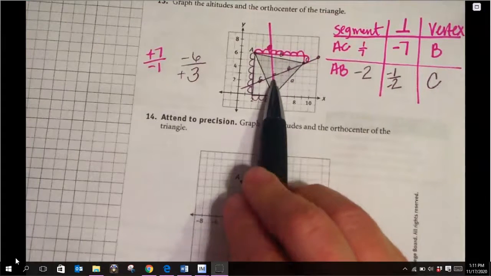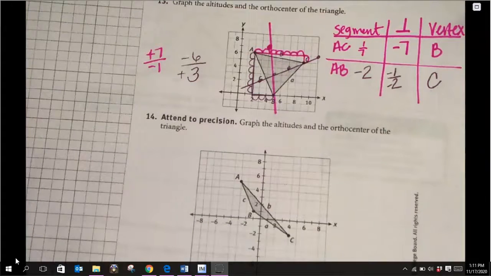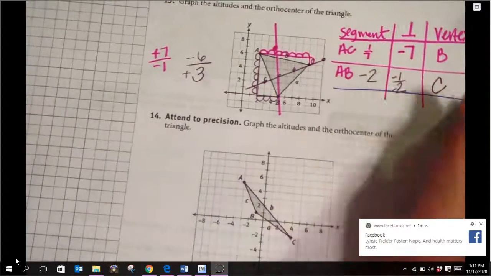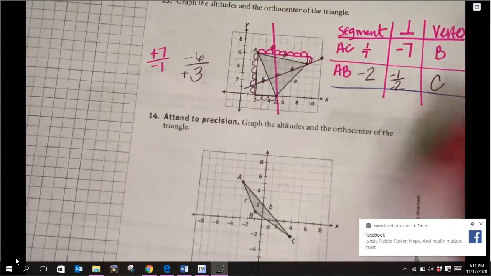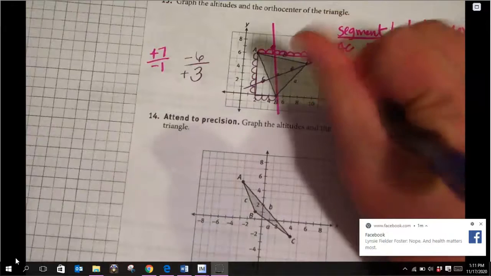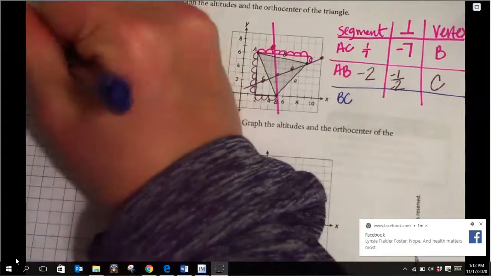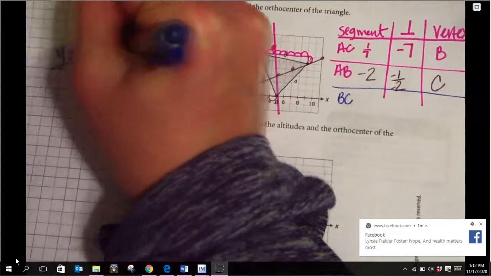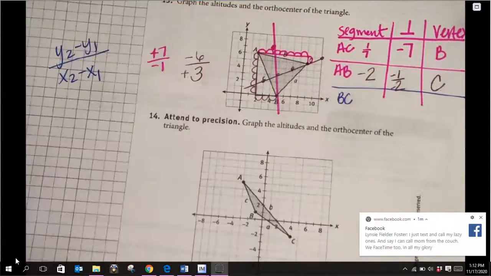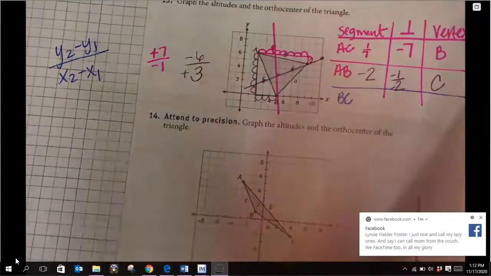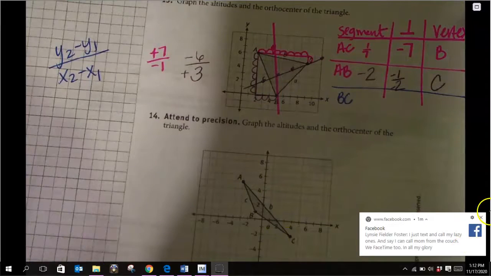Okay, so that's the altitude for that one. We've got one more to draw. We're going to use the side that we haven't done yet. We've got AC, we've got AB, but we have not done BC. If you watch the video that I posted today by the other teacher, then you'll see that they used point slope form, which is y2 minus y1 all over x2 minus x1. That definitely works, and if you like that better, then you can use that.